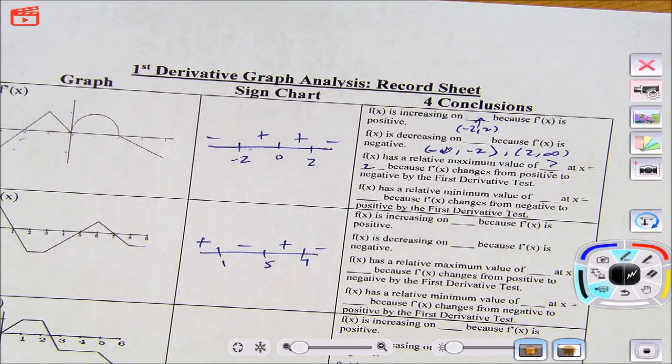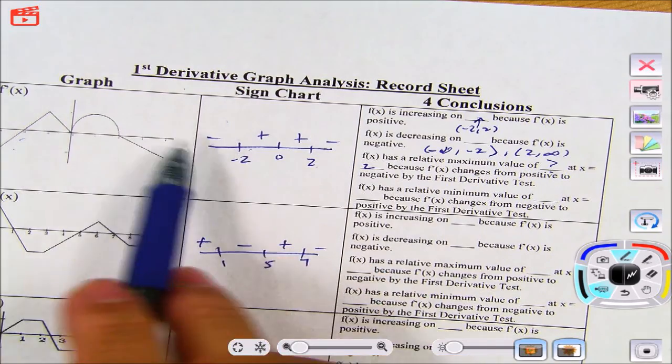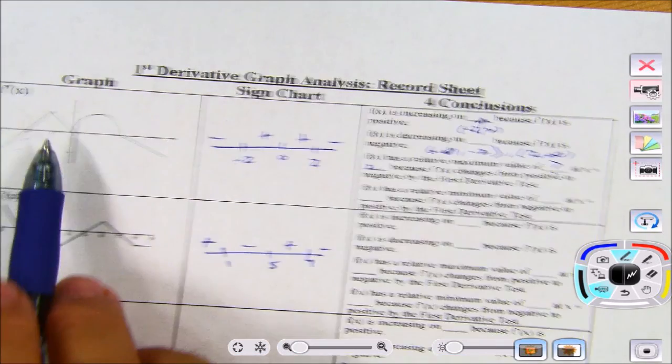So is there not a max at the -2 because it's a point? It's a min. Remember, this is the derivative, not the actual function. That's the derivative? Yeah, this is the derivative.